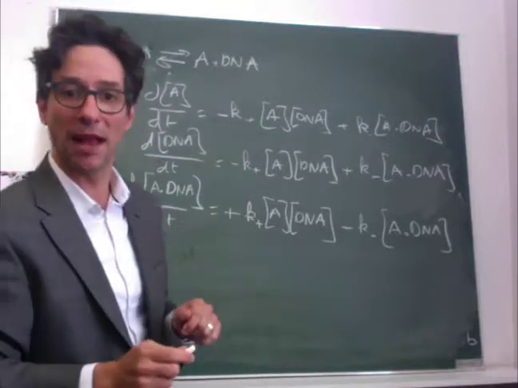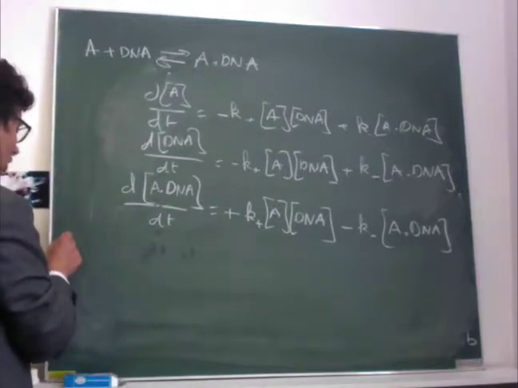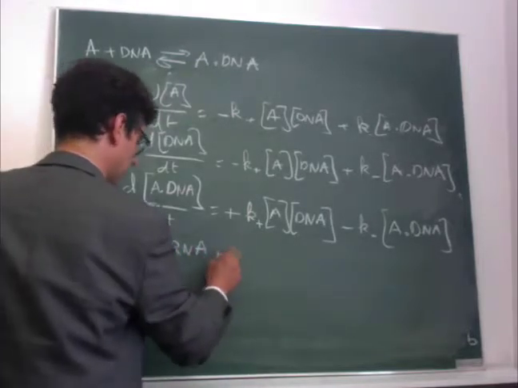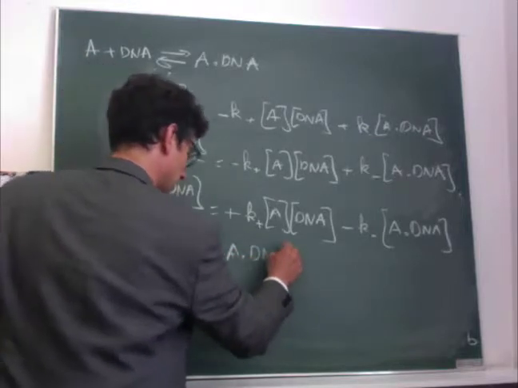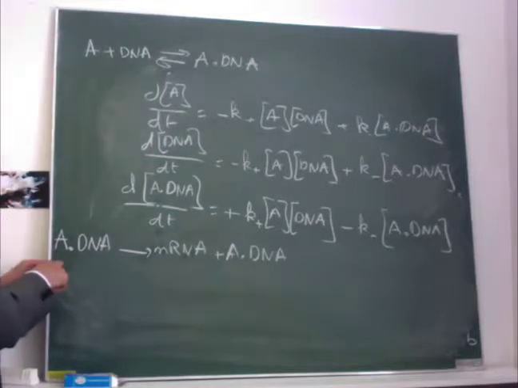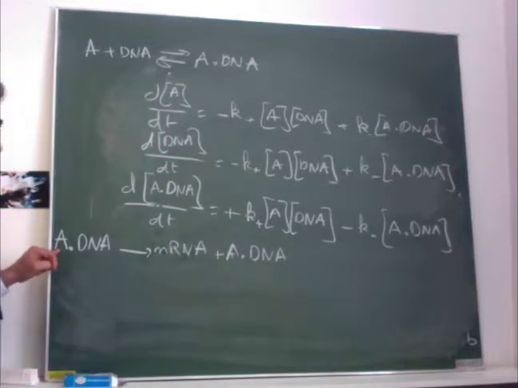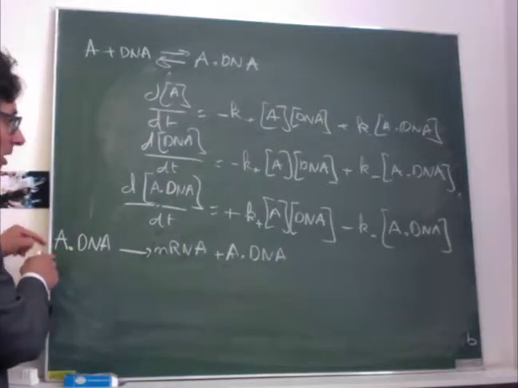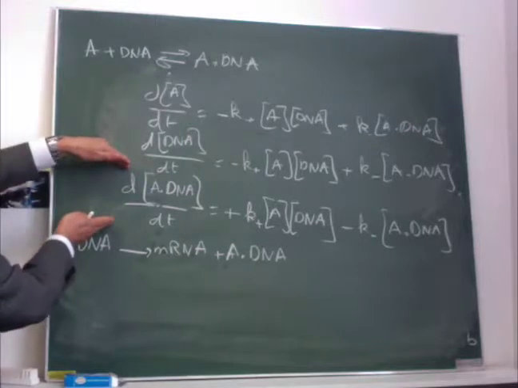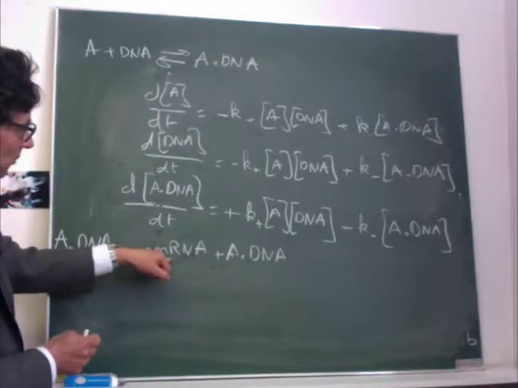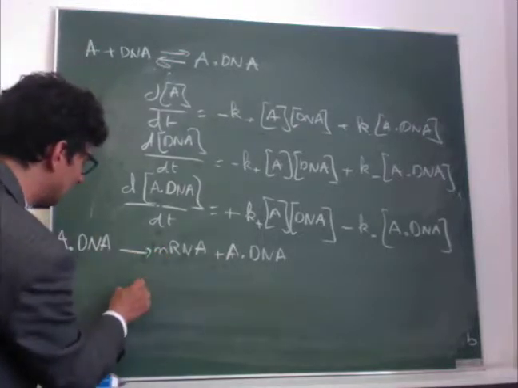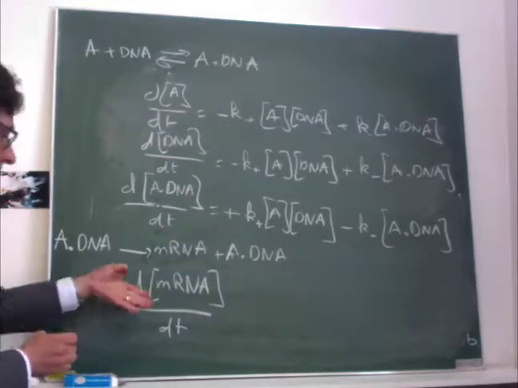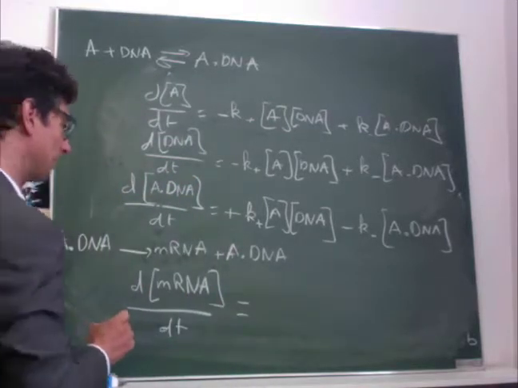Now there is still the reaction for mRNA production. Okay, and in this reaction, what do we have that changes? Bound promoter does not change, so there will be no contribution from this reaction in the equation giving the variation of bound promoter. But there is the additional new species, messenger RNA, that is produced. That is actually what we would like to have for a result, an equation for messenger RNA variation in time.